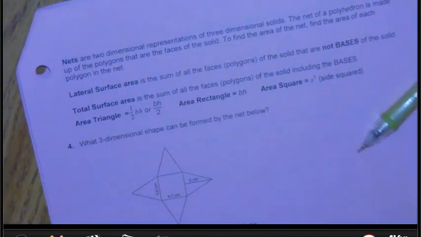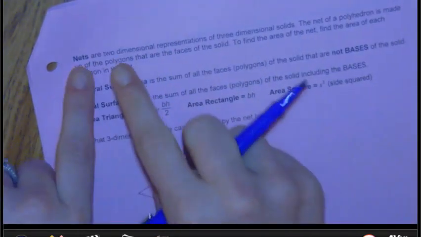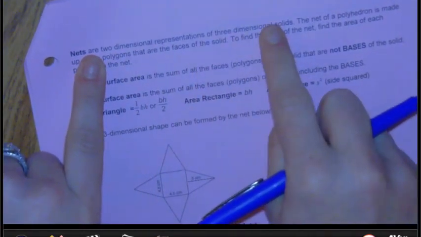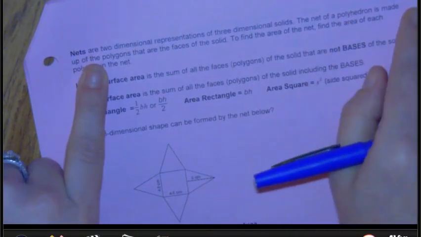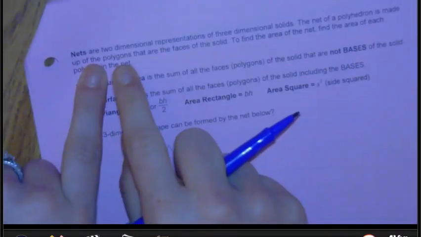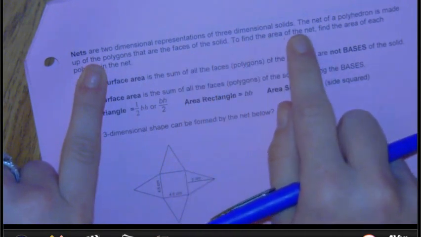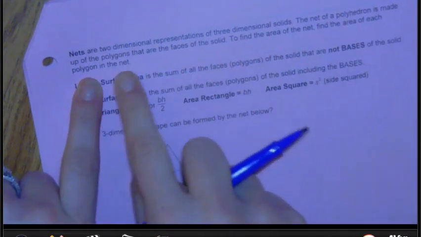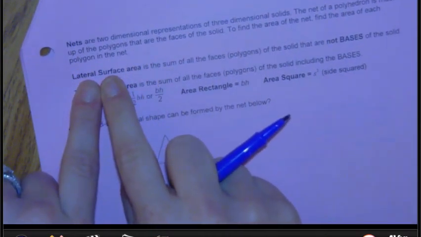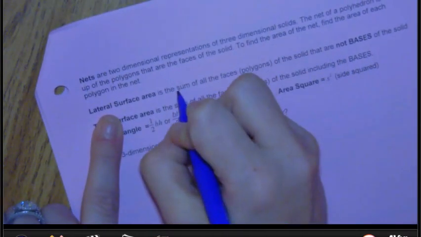Okay. On to the next. It's telling me a net. So a net is a 2D representation of our 3D solid. The net of a polyhedron is made using the polygons that are the faces of our solid. To find the area of the net, you find the area of each polygon in the net. To find the lateral area, you have the sum.